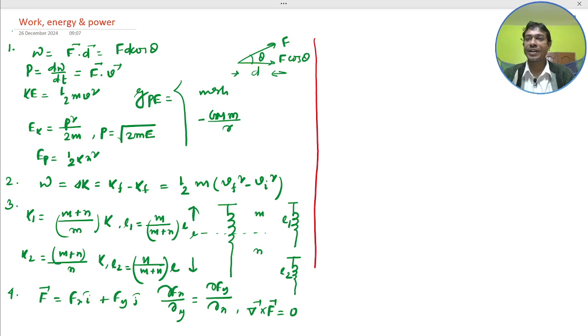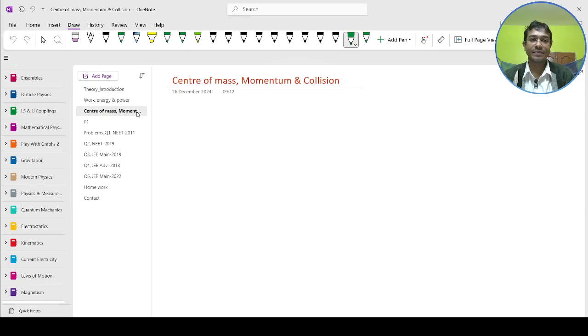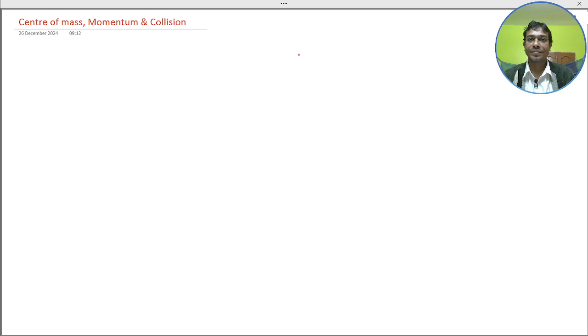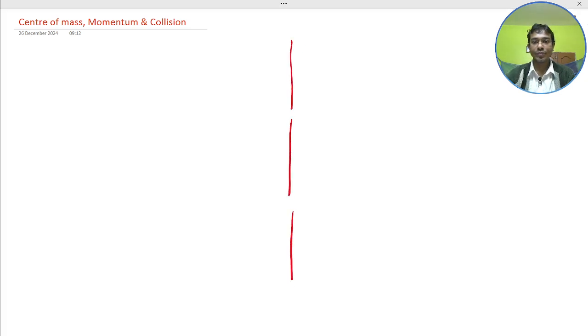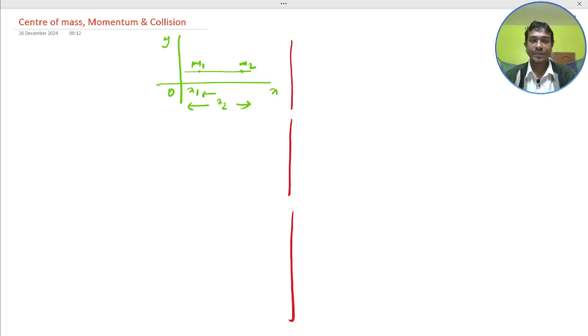Next, we discuss the center of mass, momentum and collision. Here is the center of mass of a two particle system, with masses M1 and M2 and the origin at x and y. This distance is x1 and this distance is x2, and this is the center of mass point, x_cm. So the center of mass x_cm is equal to (m1 x1 plus m2 x2) divided by (m1 plus m2).